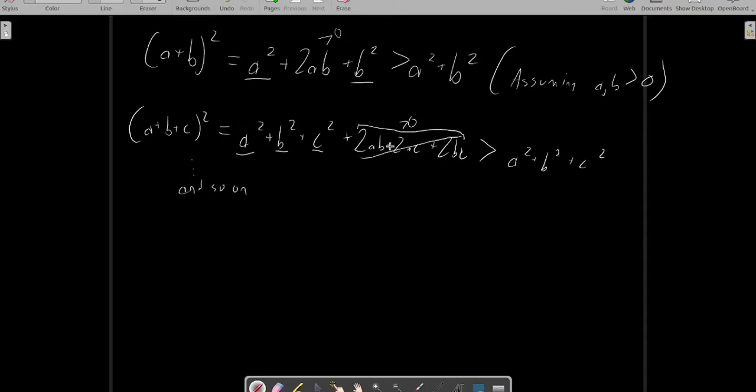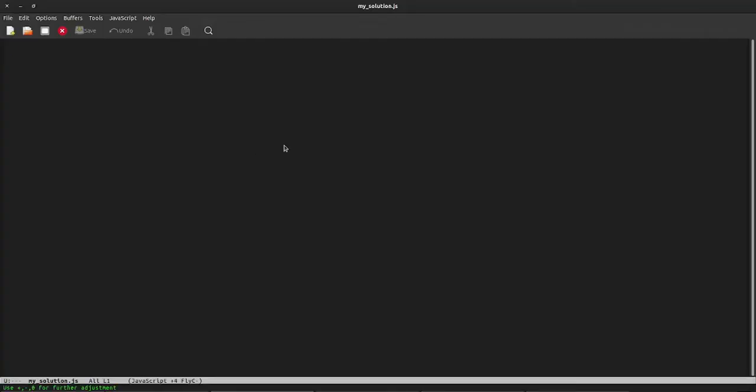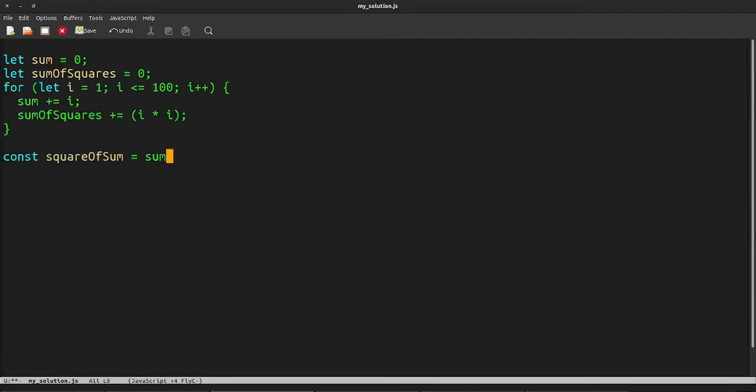So, it suffices to calculate the square of the sum and the sum of the squares, and then subtract them. We'll get a positive number, which is our answer. This week, we'll work in JavaScript. We'll keep a running sum of the numbers and a running sum of their squares. As we iterate through the numbers from 1 to 100 inclusive, we'll add to these two variables.